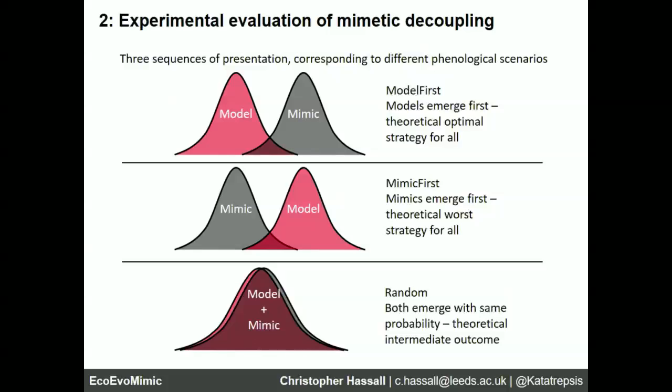We also presented, and this is important, 3 different phenological scenarios. So we presented the model first, so our stinging insects first, which is the theoretical optimum. We then presented mimics first, which is the theoretical suboptimal strategy. And then we presented them in a random order, so they were interspersed amongst one another. So what I'm going to show you is the rate of predation relative to this optimal strategy, the model first. And what we would expect is that the mimic first would result in greater predation for all individuals involved.